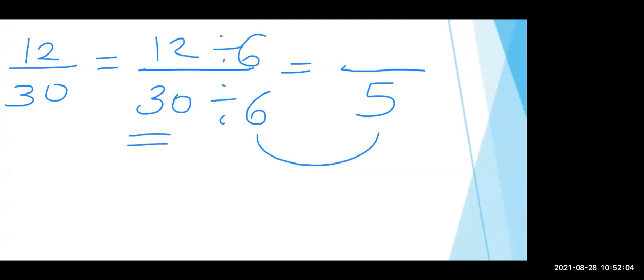Now what will become here in this empty box? It will come 2, because 6 2s are 12. 6 2s are 12. Okay.